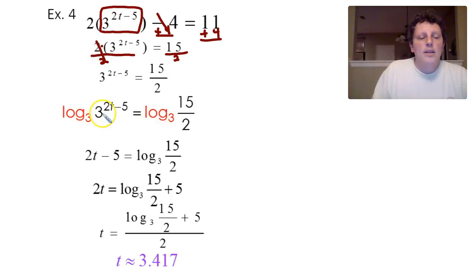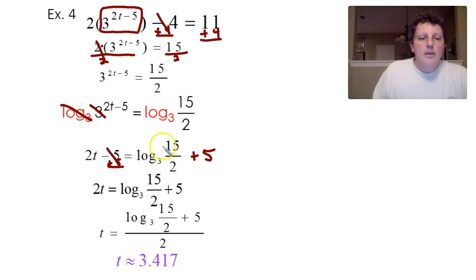And that log base 3 is going to cancel out with the base of 3, leaving me with just 2t minus 5. On the right side, I've got log base 3 of 15 over 2. From here, I still haven't solved for t. T is not yet by itself. I have a little bit more work to do. So I have to add 5 to both sides of the equal sign.